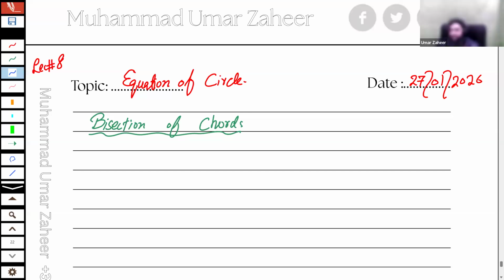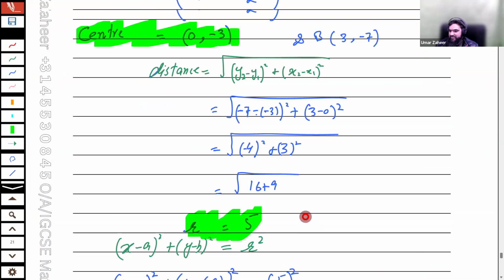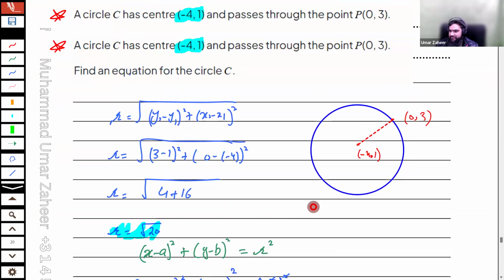All right, Bismillahirrahmanirrahim. So we are doing the equation of a circle. In the last class, today we will talk about the bisection of chords and some more different points in the equation of circle. Before we go forward, we have to revise the things that we have done in the last class.